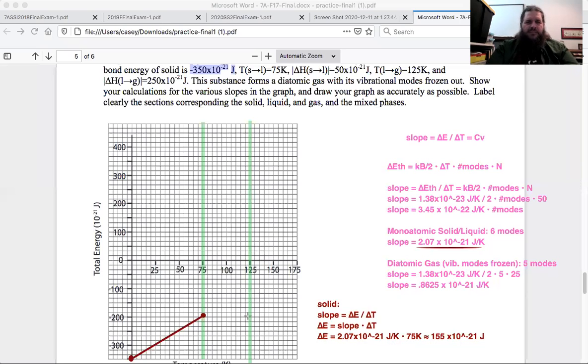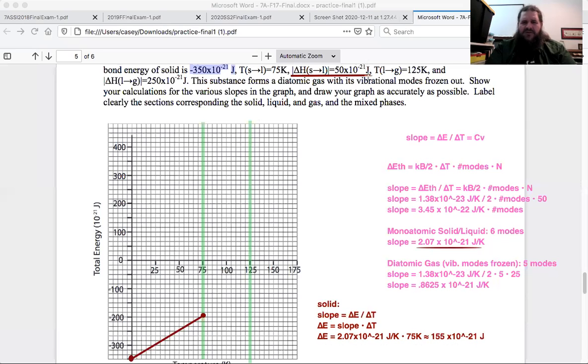It will change phase. So we're going to add energy, raise the energy, but that's not going to change temperature because the phase change happens at one constant temperature. And the amount of energy it's going to increase should just be our delta H from solid to liquid.